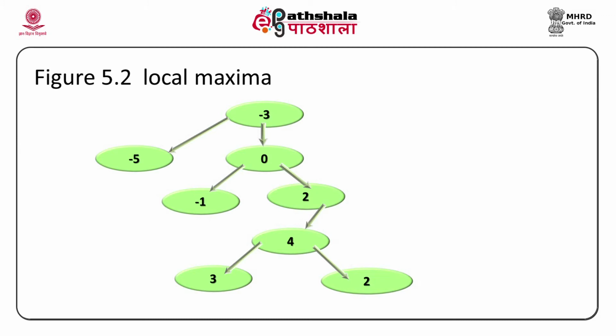So we move there, then minus 1, not good, 2, better, go there, 4. We are moving along quite nicely, okay, 4, but then there is a problem. There are 2 children, neither of them has a better value, and we are stuck. We cannot move forward, and we are not at the solution.